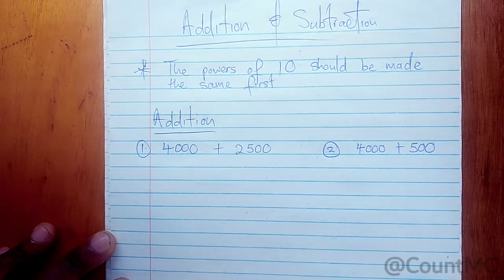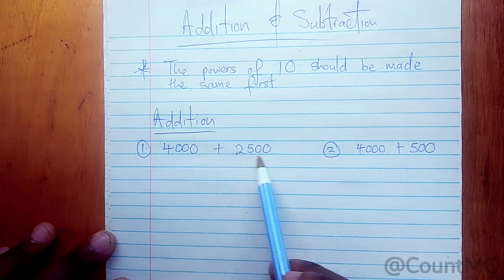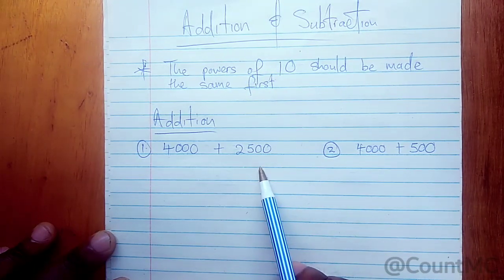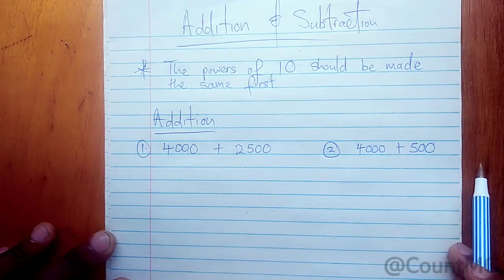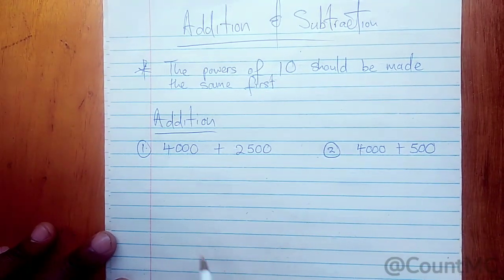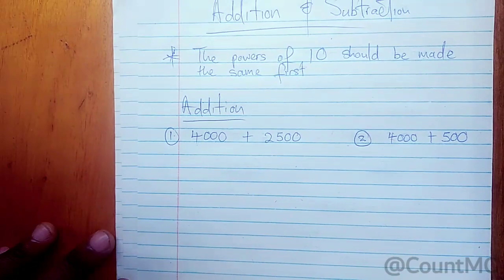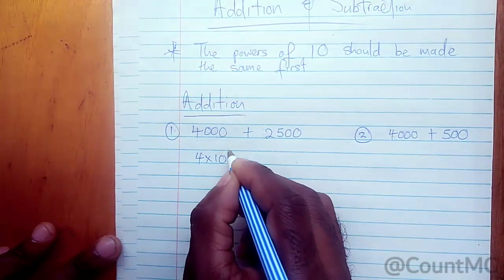Why? Because we need to factor out whatever we'll be dealing with. Now 4,000 plus 2,500, we know that this is 6,500. 4,000 plus 500, we know that this is 4,500. But we need to see how we can use scientific notation, because it's the concept which we need to get used to. So this is 4 times 10 to the power 3.